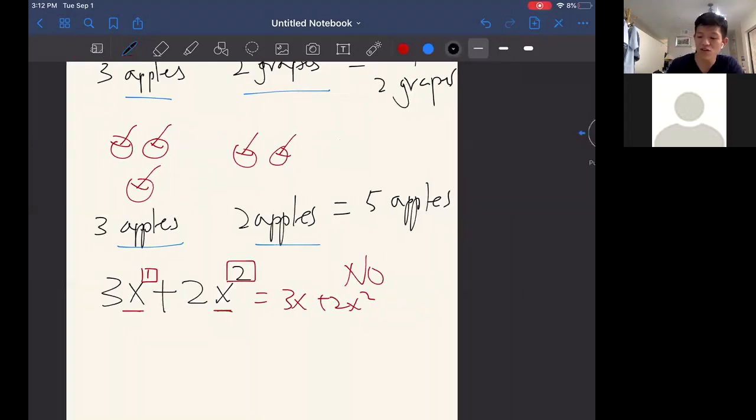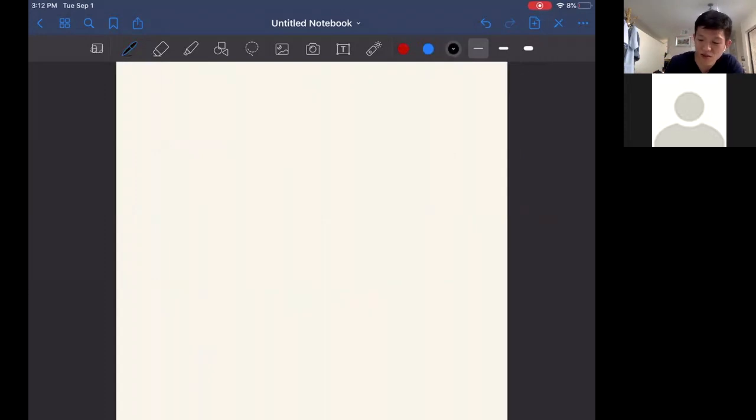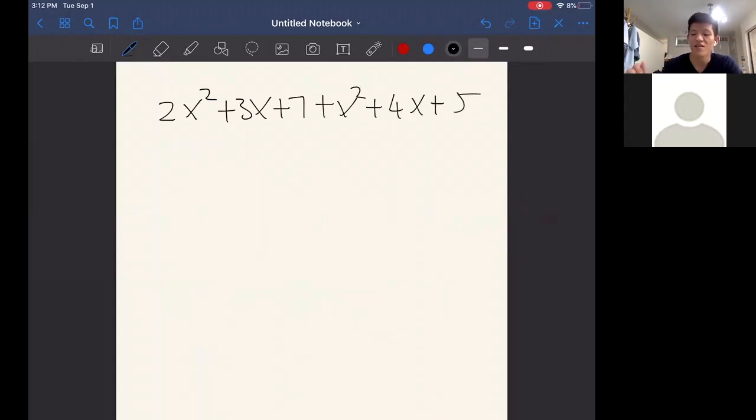Okay. So let's take a look at an example. We have 2x squared plus 3x plus 7 plus x squared plus 4x plus 5. Now, what are the like terms here? First, let's look at 2x squared, and I see x squared there. So they're both x squared. So you can combine them. 2 apples plus 1 apple, 3 apples, right? Just like so, 2x squared plus x squared is equal to 3x squared.